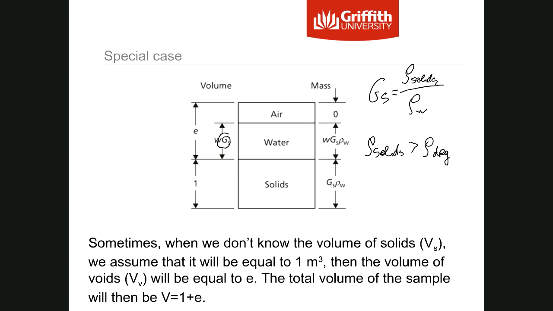Density of solids is mass of solids divided by volume of solids. This just comes from the definition of density, right? It's mass divided by volume. So dry density is mass of solids, mass of dry soil, divided by total volume.